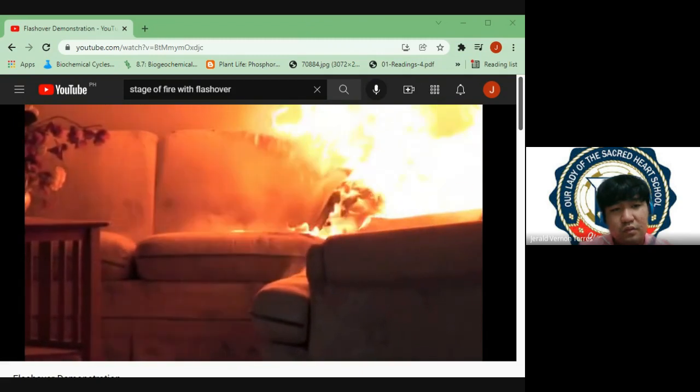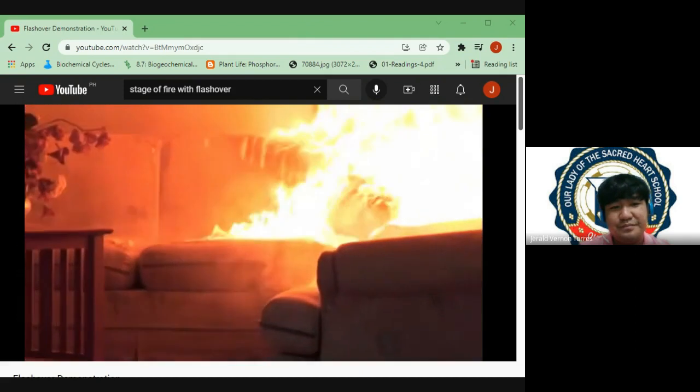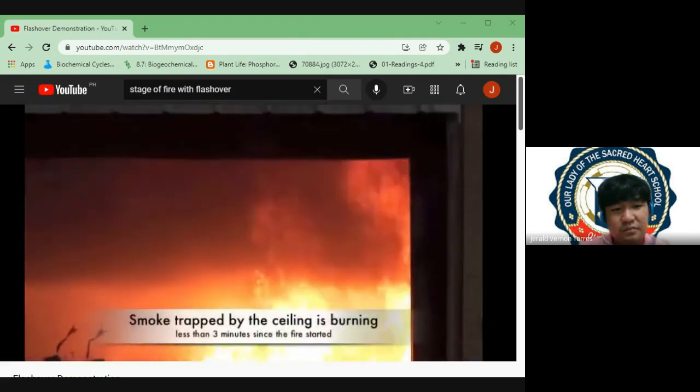Wala pa bang flashover? Hindi ko nakikita yung flashover.